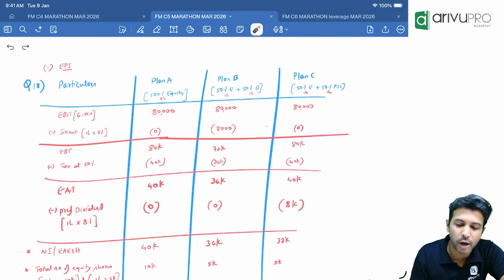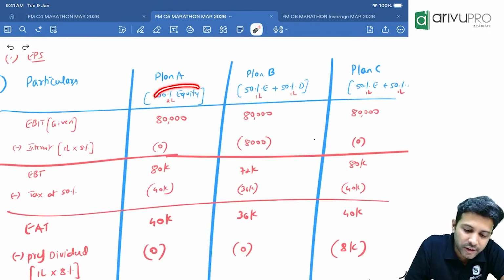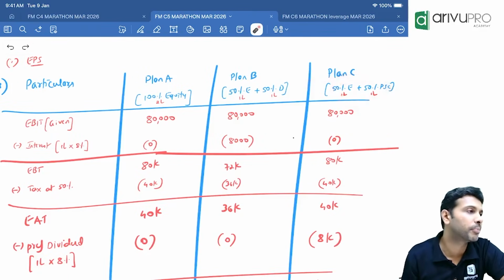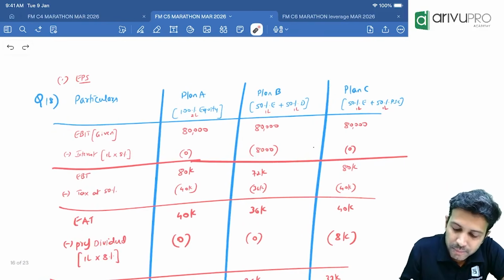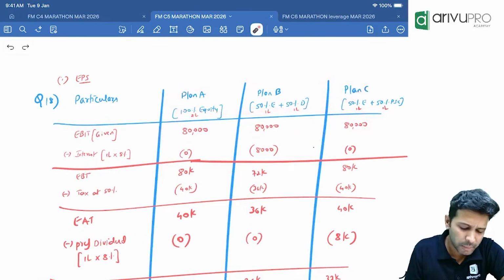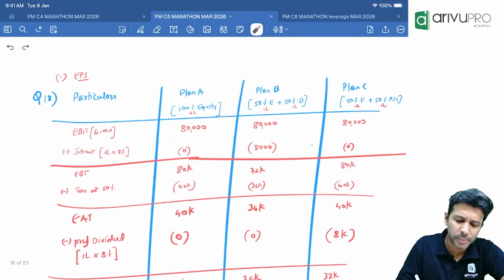We have three options. The first option is 100% equity. The second is 50% equity, 50% debt. The third is 50% equity, 50% preference shares. Doesn't matter which plan you go for, will EBIT change or stay the same? Same. From EBIT, go on reducing interest. Which option has an interest?